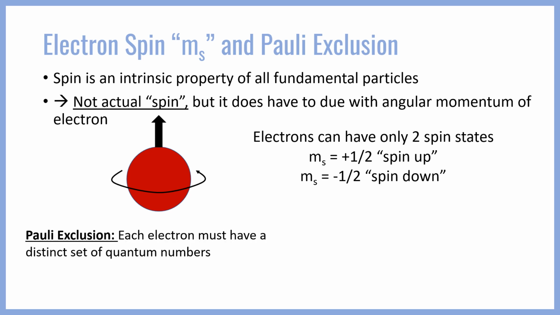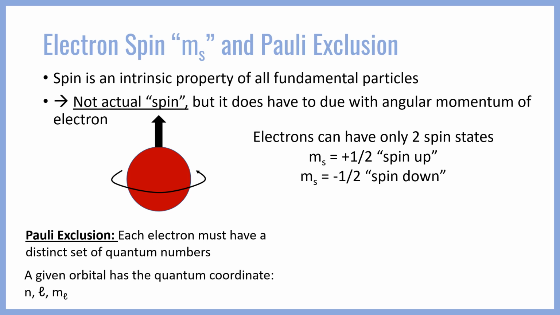There's a phenomenon associated with this spin known as Pauli exclusion, which requires every electron to have a distinct set of quantum numbers in the same quantum state. So within a given atom, each electron must have distinct quantum numbers.